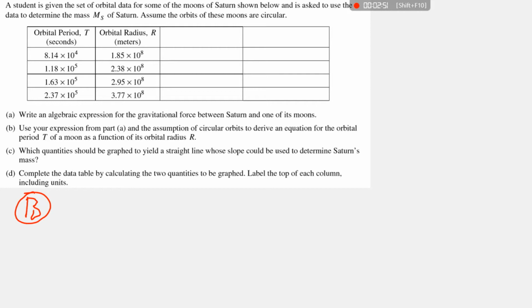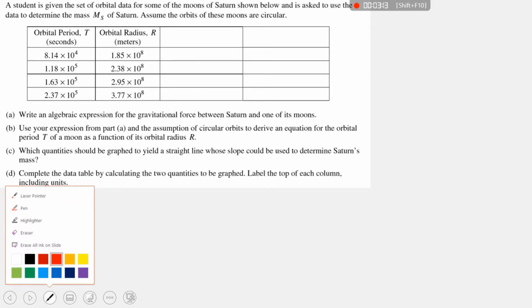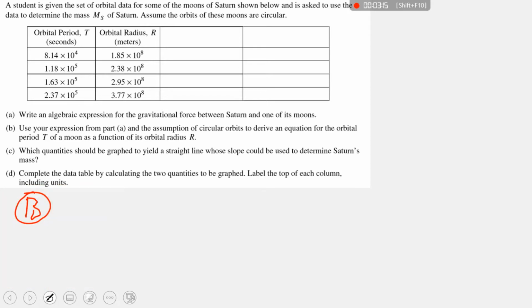How? Well, let's start with your equation for force that we had. Oh, force is equal to orbital force. Right. Okay, I don't think I can do this. I'm going to give up my pen for a second. Alright, I'm just going to write with my finger.